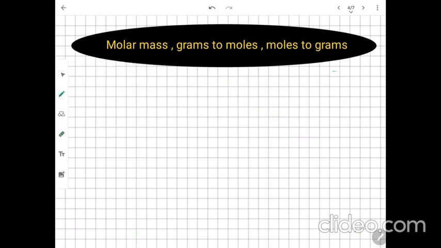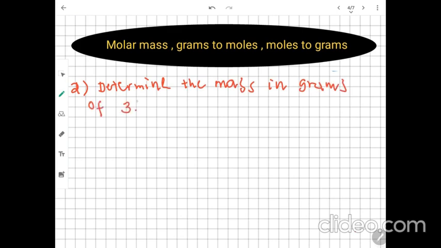Okay, so here we have this: determine the mass in grams of 3.75 moles of aluminum. Again, let's use our formula.